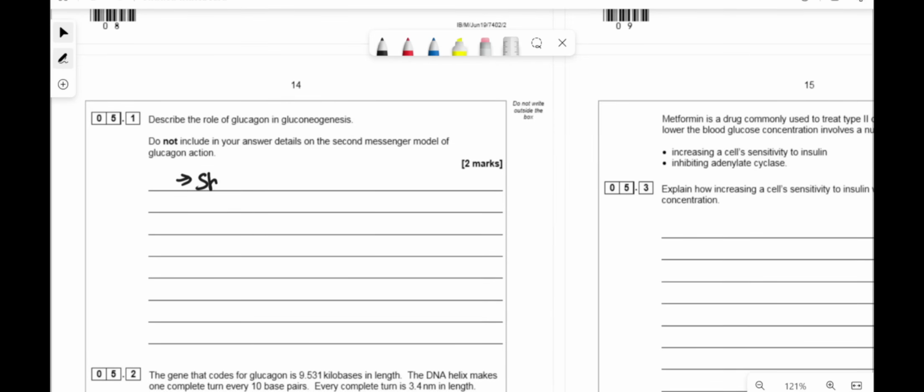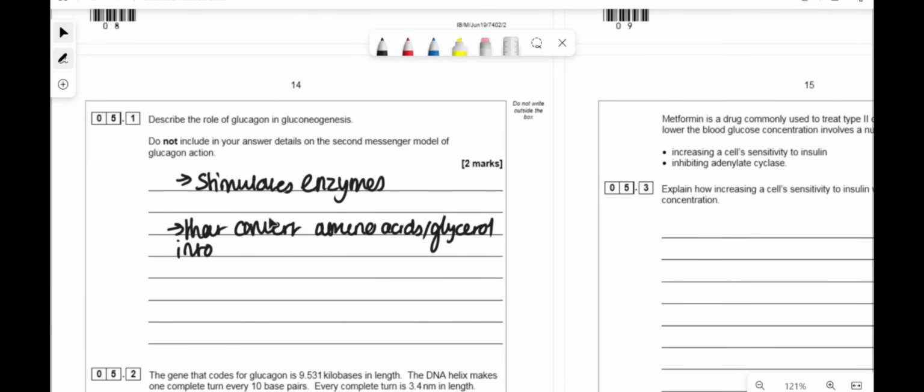So all it does is it stimulates enzymes that convert. And we need to talk about gluconeogenesis. So what does gluconeogenesis use? It uses glycerol and amino acids. So that convert amino acids or glycerol into glucose. So just as a quick recap, gluconeogenesis, glucose, sugar, new, genesis, making. It uses amino acids and glycerol to convert them into glucose. And glycogenolysis, glycogen, lysis, breakdown, breaks down glycogen into glucose.